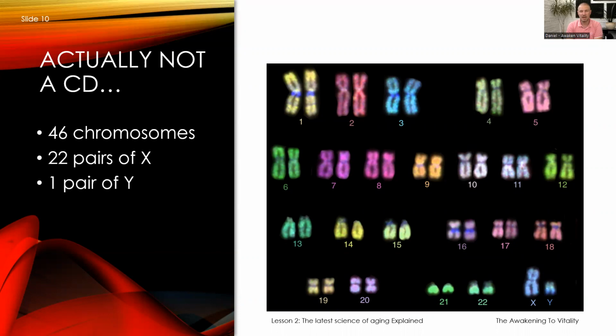So, very briefly, about understanding how our DNA data is separated and what it looks like. A human genome has 46 chromosomes. You have a pair from your mother and from your father, from each. So it's 22 pairs of X and 1 pair of Y.